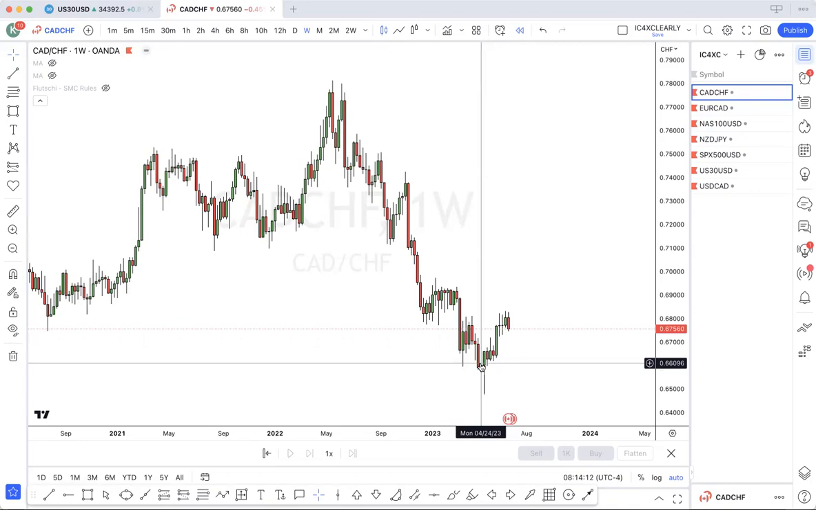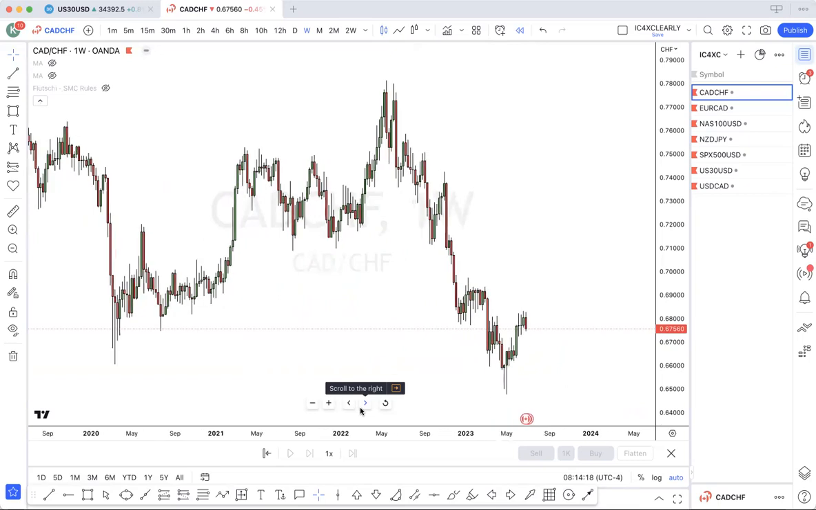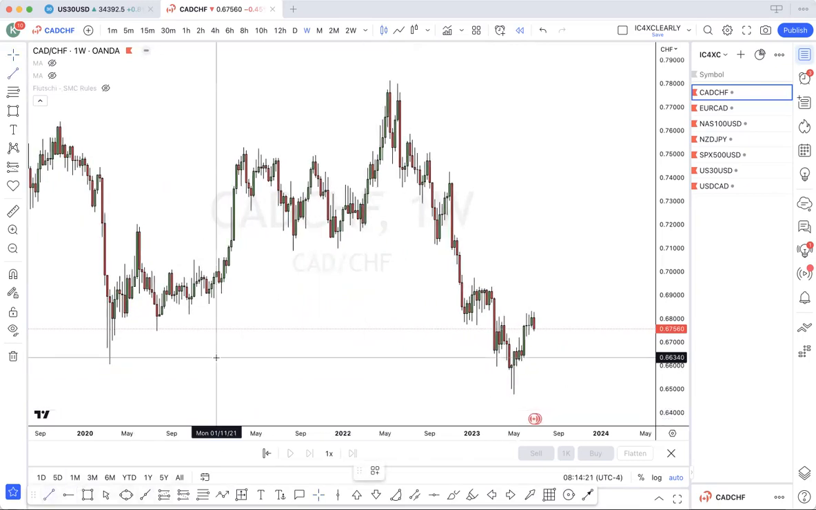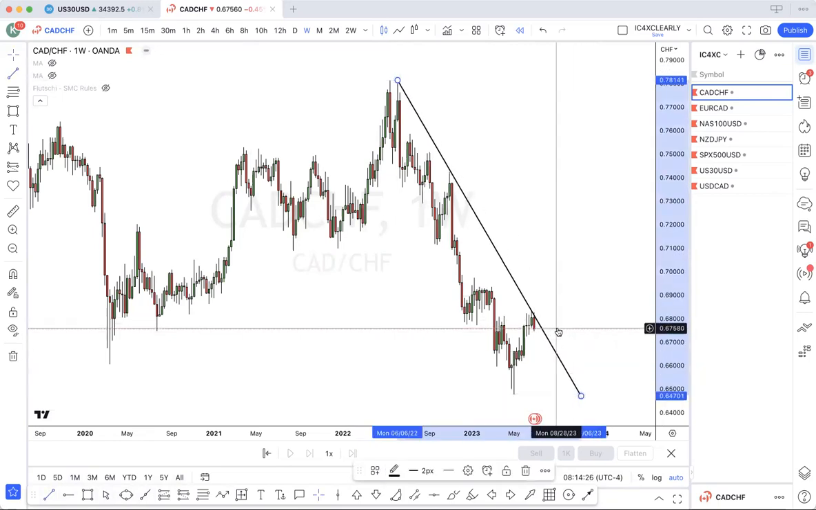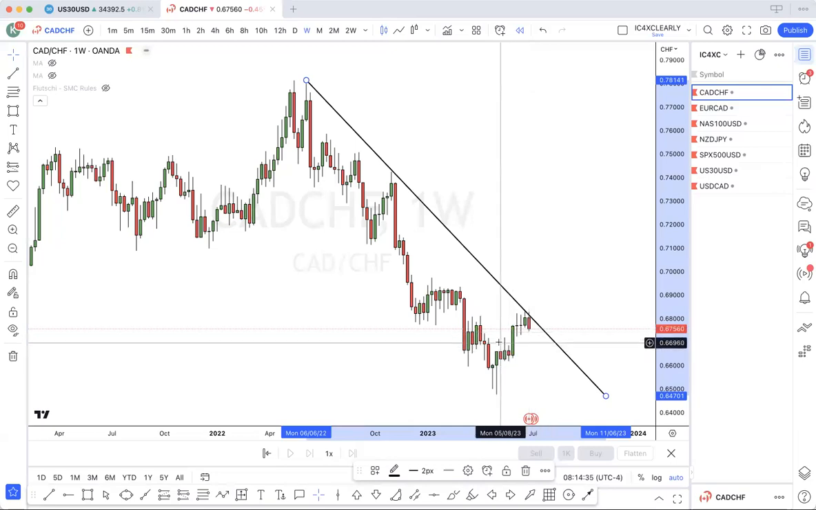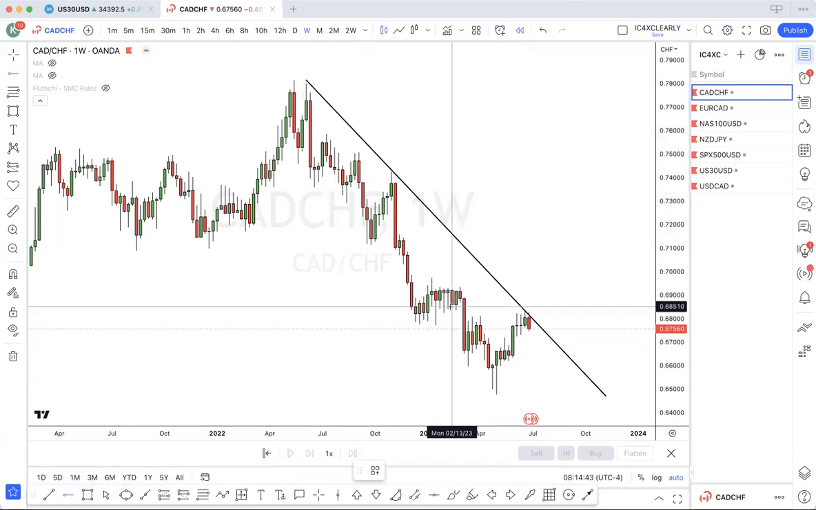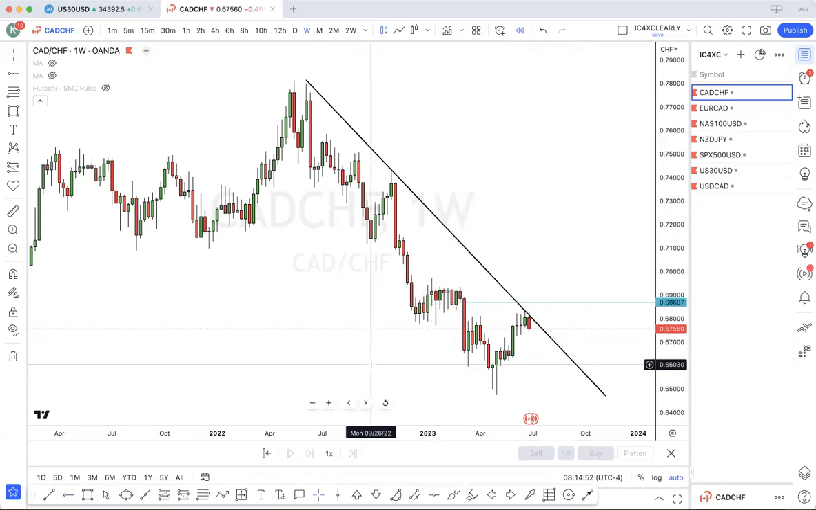We have a bearish order block, although overall CAD Chef is bearish. Okay. Overall, we're bearish here. Price came, tapped, and gave a weekly bearish order block. We still have imbalance here.